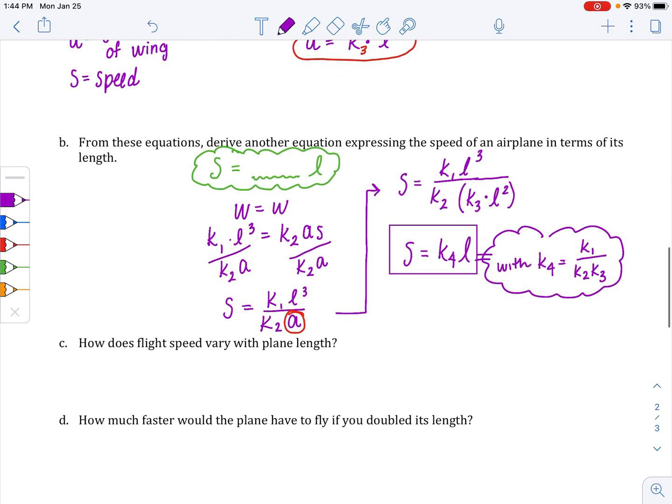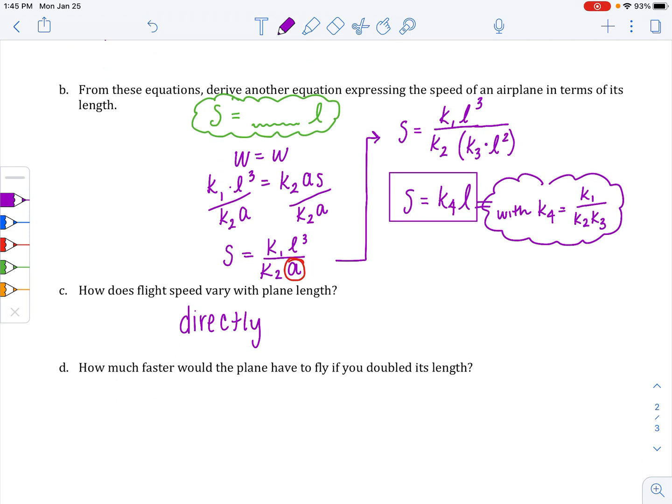Now it's pretty clear to look at this. How does the flight speed vary with the plane length? Well, it's being multiplied. Multiply means directly. Directly variation. So it's directly varied with the length.